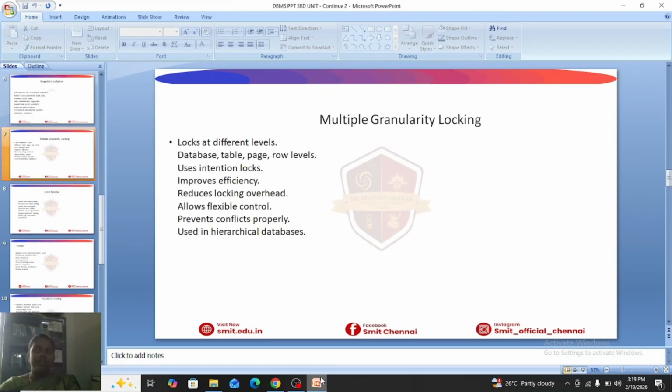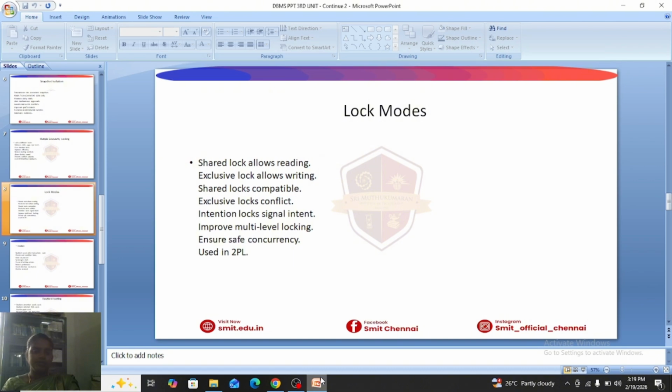Multiple granularity locking. Locks at different levels: database, table, page, and row levels. Uses intention locks. Improves efficiency. Reduces locking overhead. Allows flexible control. Prevents conflicts properly. Used in hierarchical databases.